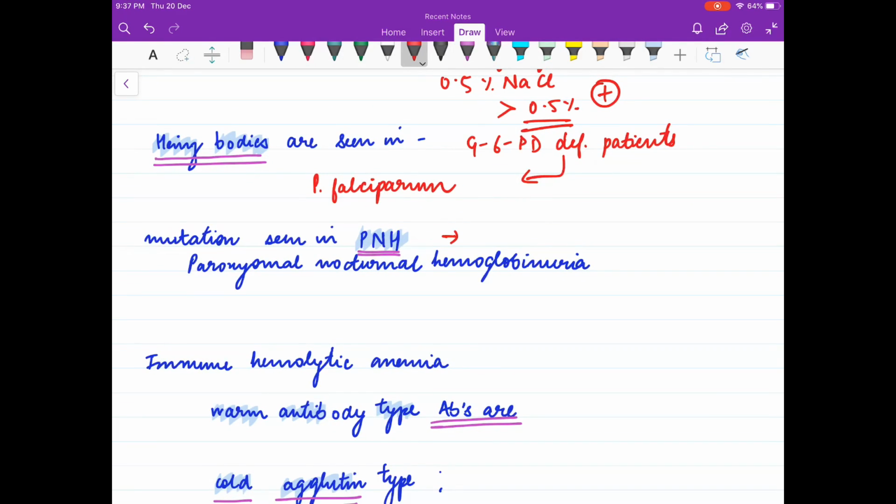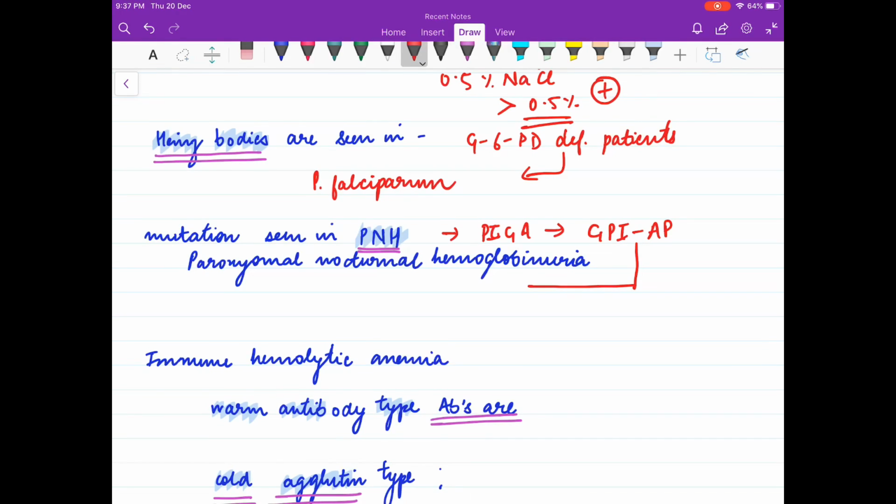Mutation seen in PNH is PIGA gene. This gene codes for glycophosphatidylinositol anchor proteins, which anchor proteins such as CD59 and CD55. CD59 is membrane inhibitor of reactive lysis, and CD55 is decay accelerating factor.